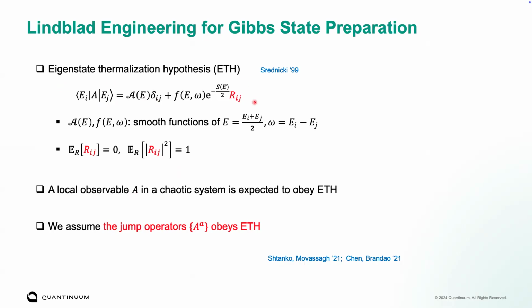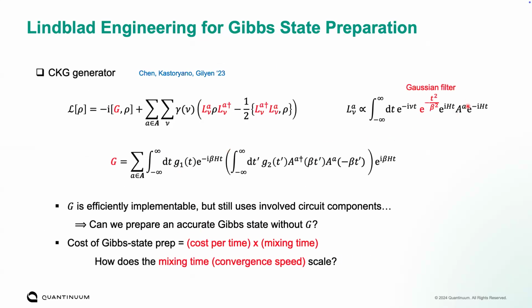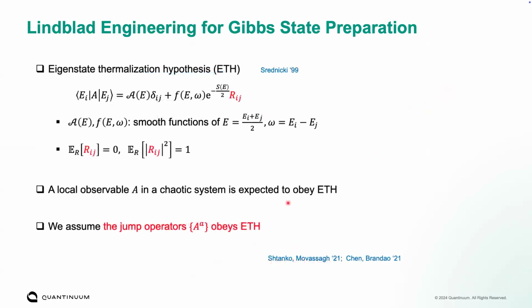Now, the way we adapt this ETH in our protocol, or in our simplification or Lindblad engineering, is that we assume, first of all, that we take the jump operator that appears here, A, to be Hermitian and a local operator. So we choose such operators as jump operators. And then we use this ETH, assuming that the system is chaotic. We will see numerically how good this argument is. But before that, I want to see how this assumption enters our discussion to simplify the Lindbladian.